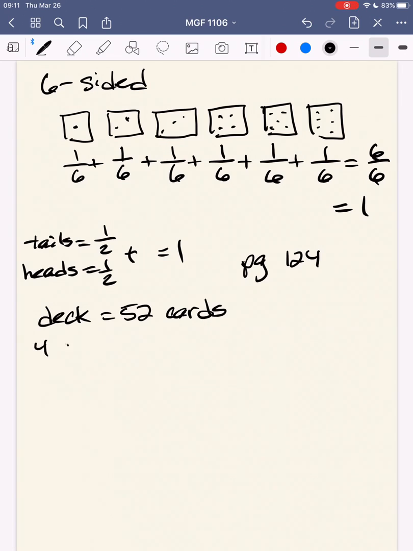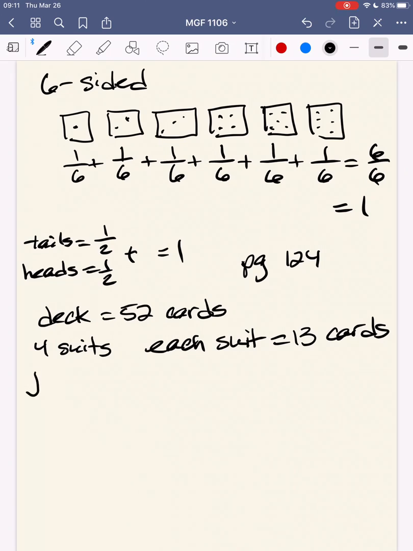I have 4 suits. Okay. And each suit has 13 cards, including the face cards, or my picture cards, as they're called. Okay. I have jacks, I have kings, I have queens. Okay. And I have 4 of each of those in a deck.